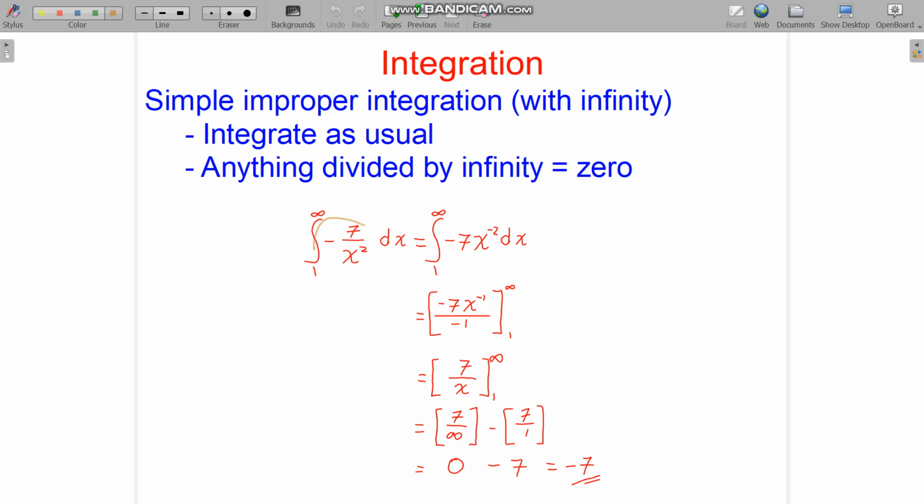So this is the same as minus 7x to the power of minus 2, and when we integrate, we get minus 7x to the power of minus 1 over minus 1. The minuses cancel out. We have 7x to the power of minus 1, which is 7 over x. We plug in the infinity first, and then the 1, and then we subtract. Anything over infinity is 0, so it's just minus 7.